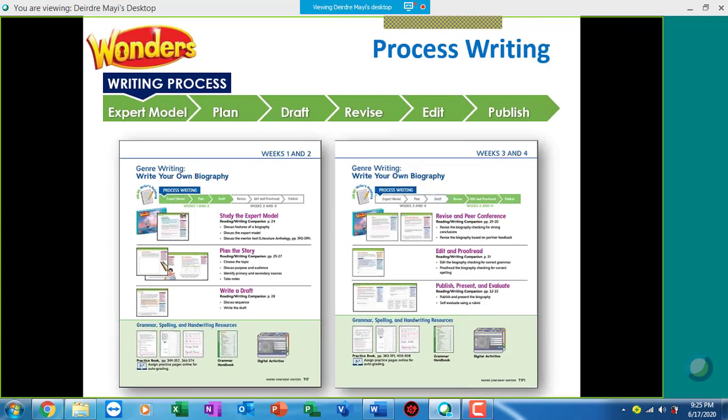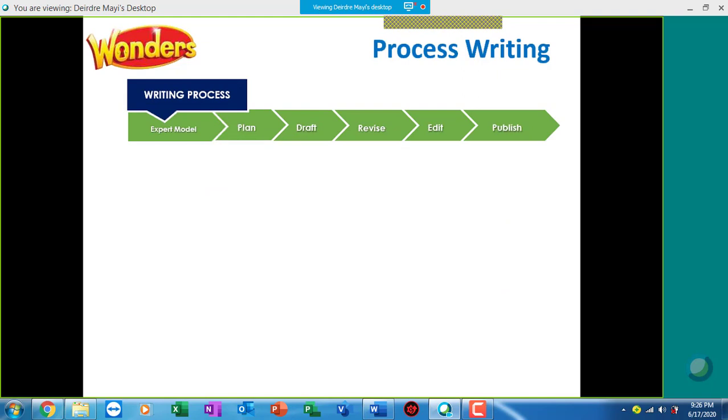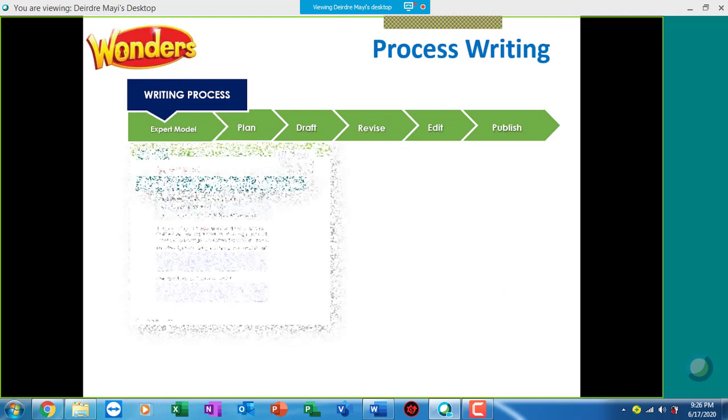If you look at the screen, Wonders makes it possible for students to take 4 weeks to complete a piece of process writing, from evaluating the expert model through publishing. It is possible to take 4 weeks. It could be that you will do this within a shorter time frame. It could be that you will use this time frame that you see on the screen. But let me just talk you through how we do this.